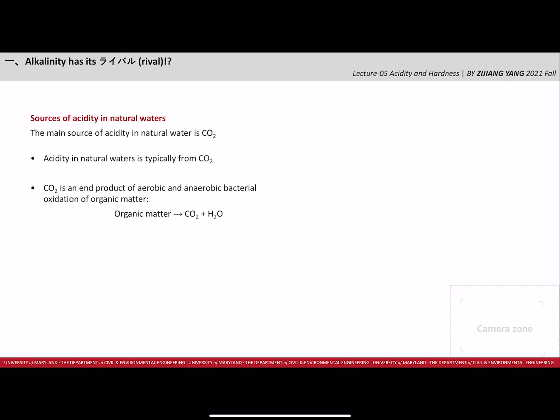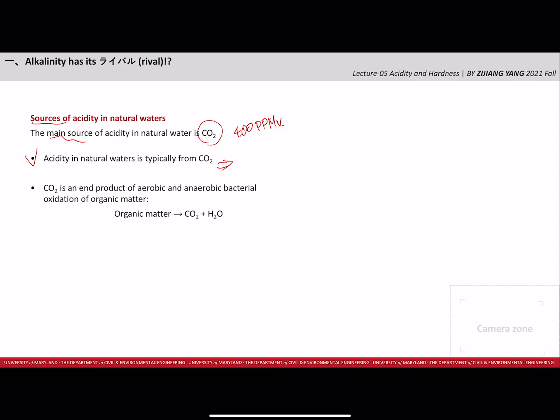Another source of acidity, then. Let's talk about the sources of acidity. The main source of acidity in natural water is CO2, because natural water is in equilibrium with the atmosphere, and we have CO2 in the atmosphere, again at 400 ppm in volume. And for acidity, here we need to remember the chemical reactions of this process.